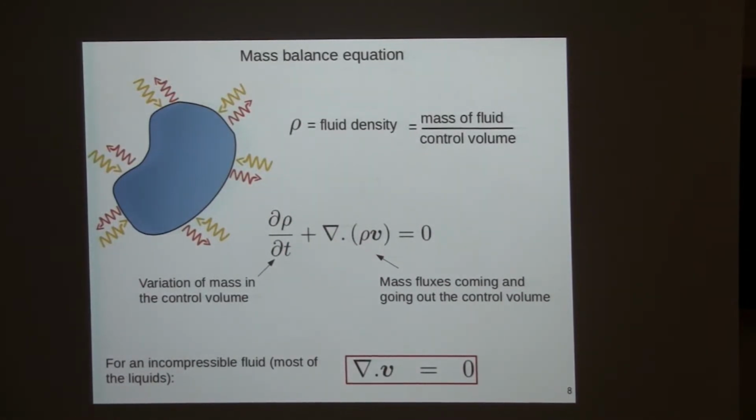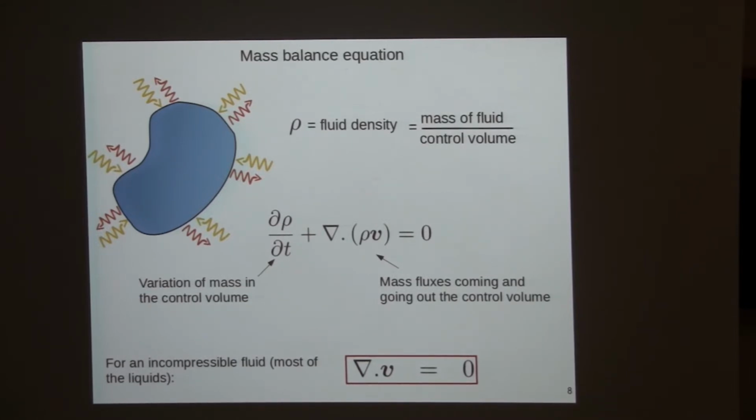For the mass balance, basically we consider the fluid density, the mass in the control volume, and the variation of mass balanced by the mass flux that's coming in and going out of the control volume. This is represented here by this divergence. I'm using in this lecture the Nabla notation for the spatial derivative. I hope you're familiar with that. Nabla with a dot is the divergence. In fluid mechanics, this is a classic conservation law for mass.